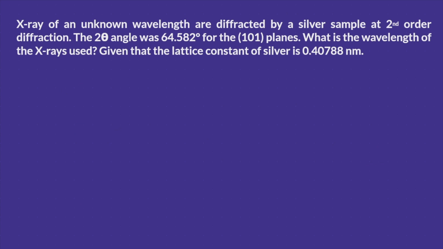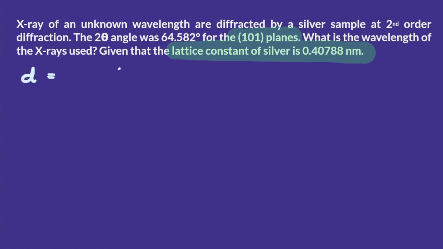Question number 3. X-ray of an unknown wavelength is diffracted by a silver sample at second order diffraction. The 2 theta angle was 64.582 degree for the 101 plane. What is the wavelength of the X-ray used, given that the lattice constant of silver is 0.40788 nanometer? In this question, we were given the plane of the crystal, which is 101, and the lattice constant of silver, which is 0.40788 nanometer. Therefore, we can use this information to calculate the value of d.